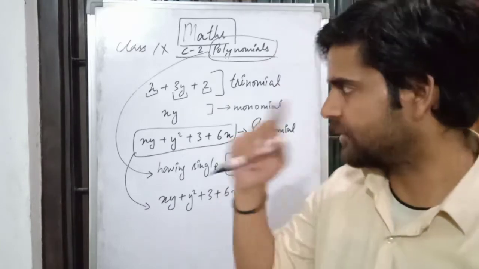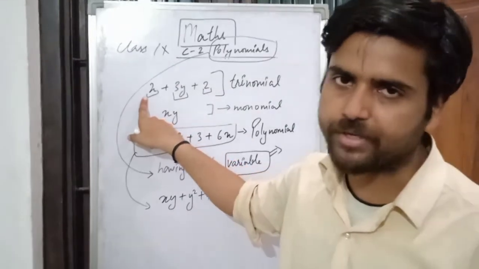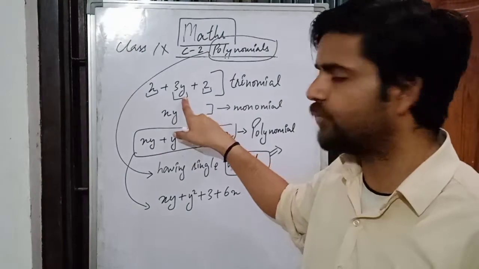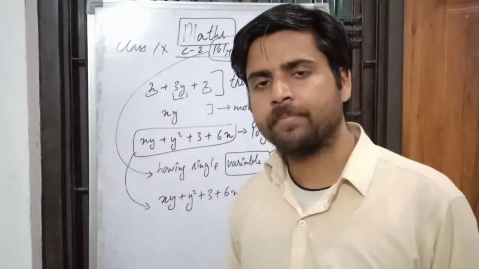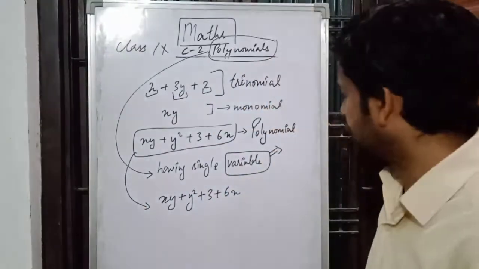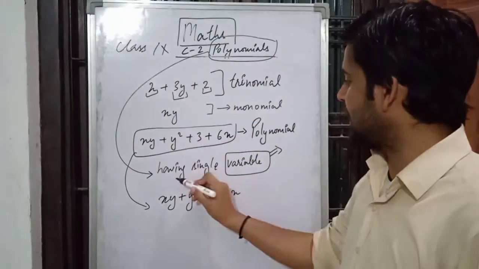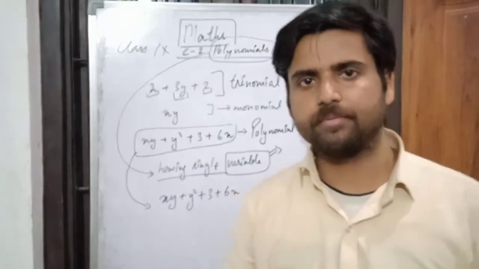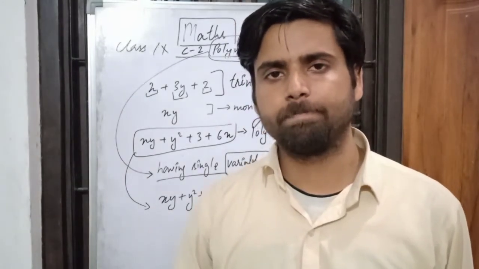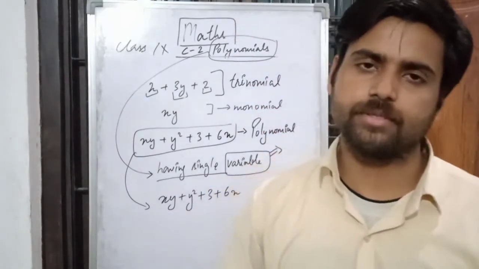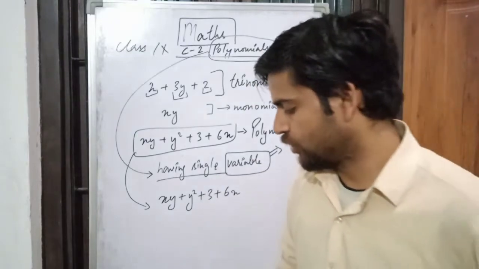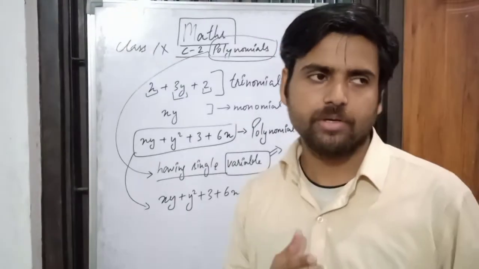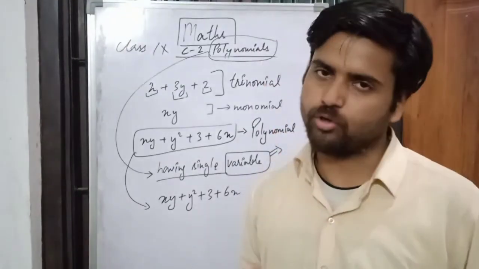So for x the value is not fixed, so that's why it is called a variable. Similarly here for y the value is not fixed, so it is a variable. So a polynomial which is having a single variable. Single means single type. Or one variable you can say. So the polynomial which is having one variable, we are going to deal with that type of polynomial.